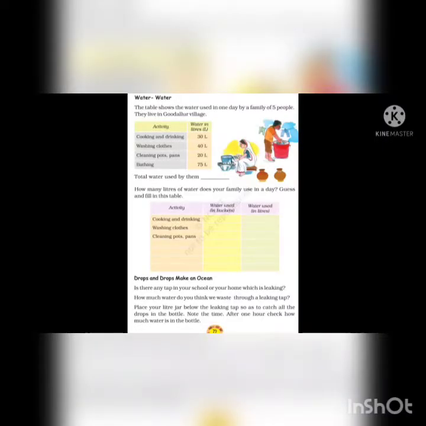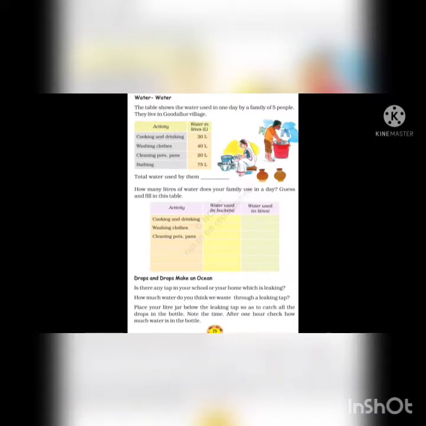Water. The table shows the water used in one day by a family of 5 people. They live in Gudalur village. Activities are given here, and the water in liters that is used by them is given here. Cooking and drinking 30 liters, washing clothes 40 liters, cleaning pots and pans 20 liters, bathing 75 liters.